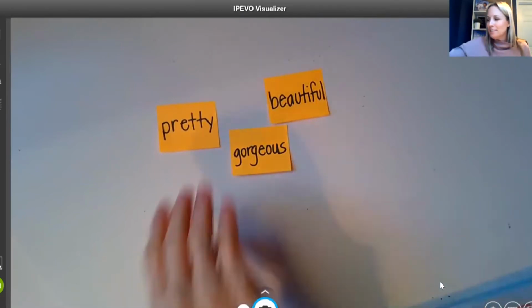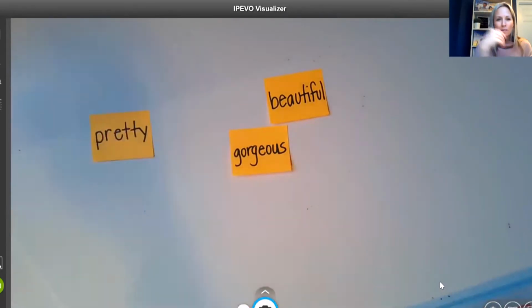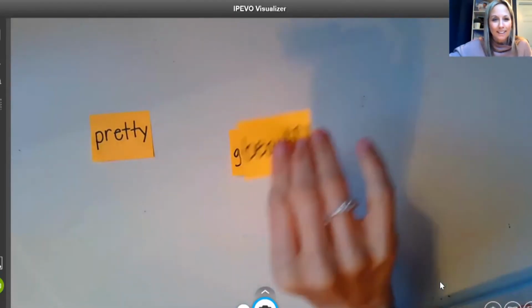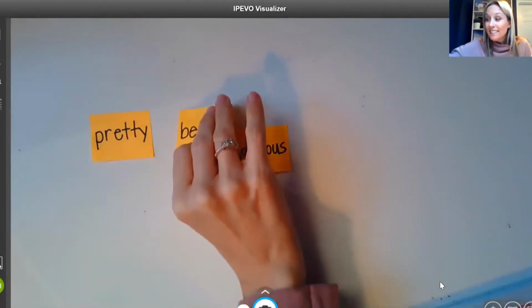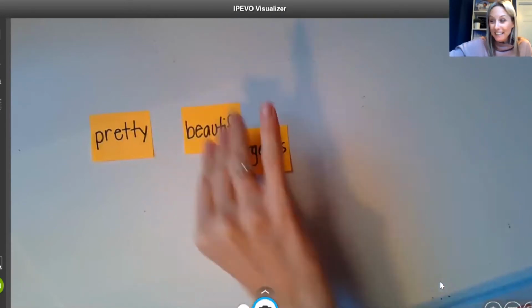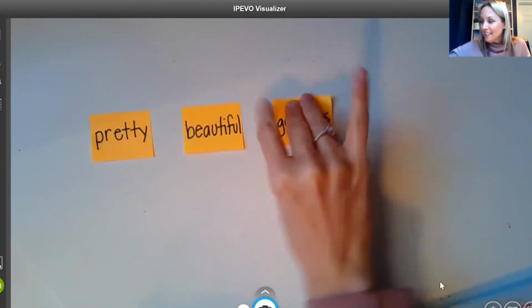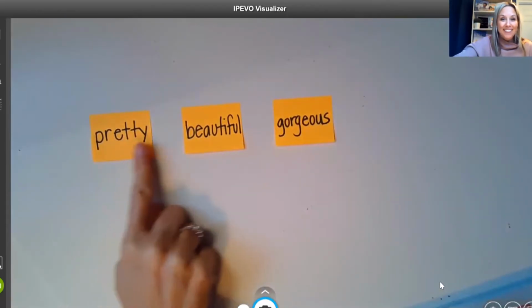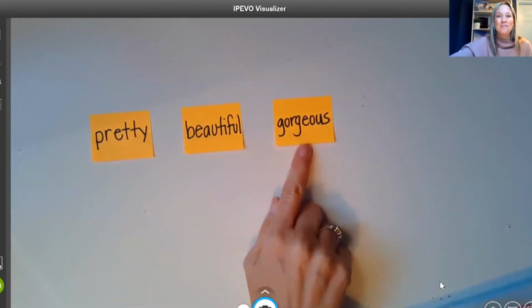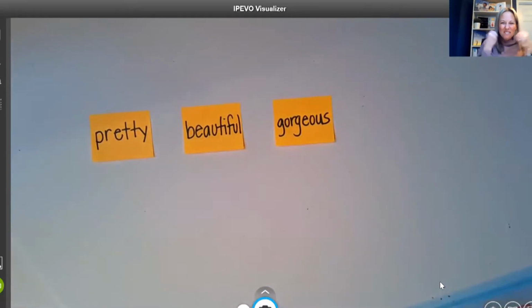You think pretty would be the smallest. Okay, I'm going to put pretty right here. Then which one? Beautiful, gorgeous. Beautiful? Why do you think that? Because it feels a little bit bigger than pretty, but not as big as gorgeous? Okay, let's see. That's pretty. That's beautiful. That's gorgeous. Oh, I can even feel it in the way that I'm saying that.